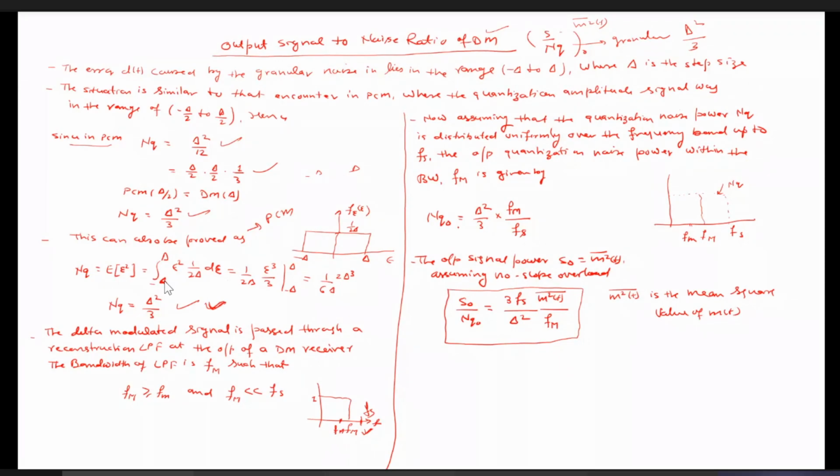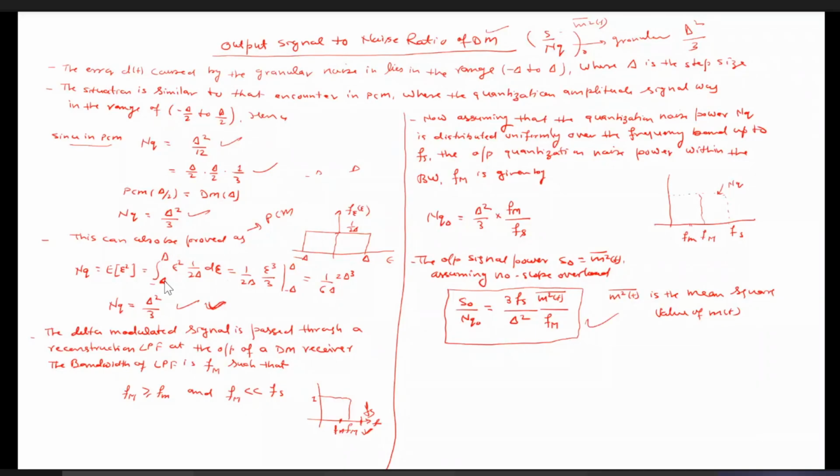Now, the output signal power is nothing but the mean square value of the signal, that is m bar square t. If we take the ratio of m bar square t to N_q0, it comes out to be 3 f_s divided by delta square, times m bar square t by f_m. This is how we can calculate the signal to noise ratio for delta modulation.